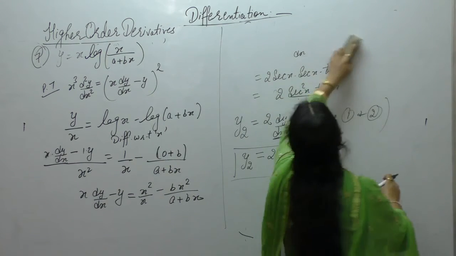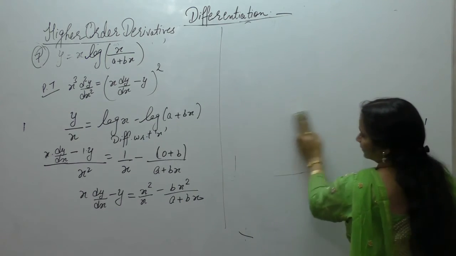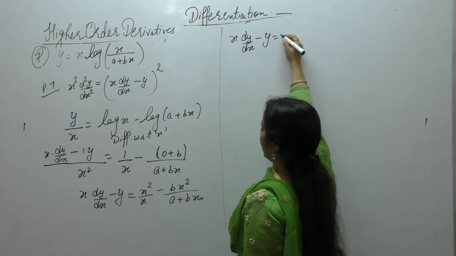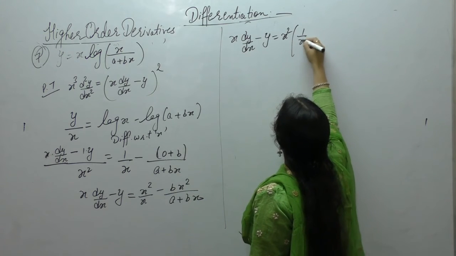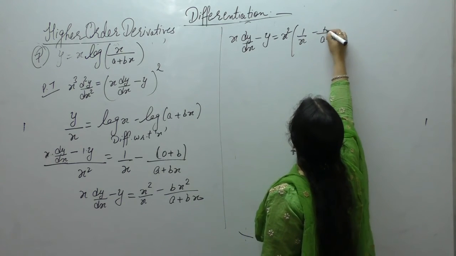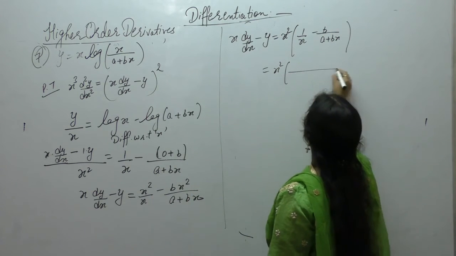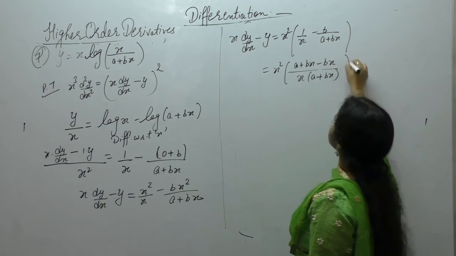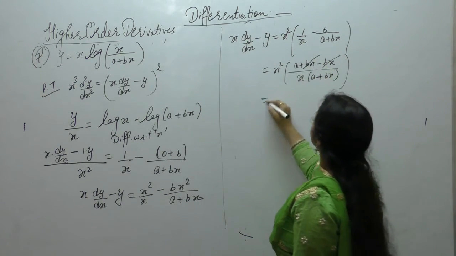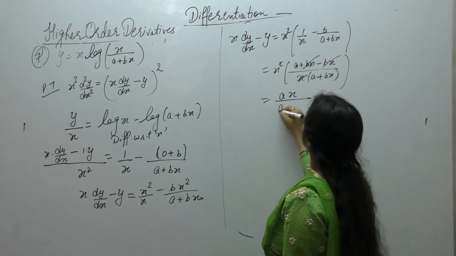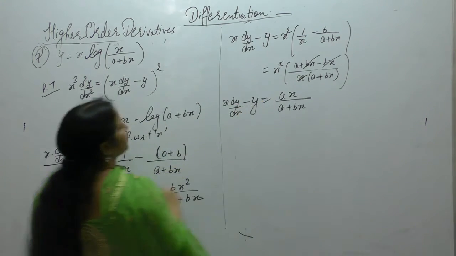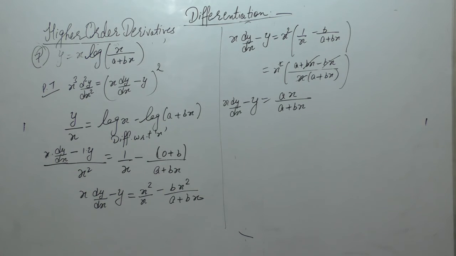Now in the next step, take the LCM here, x dy upon dx minus y, 1 upon x minus 1 upon a plus bx b. Take the LCM, x into a plus bx, a plus bx minus bx. This will get cancelled, 1x will get cancelled, so we are left with ax upon a plus bx. Clear? Ax upon a plus bx.